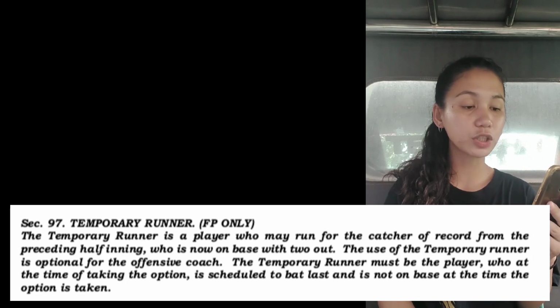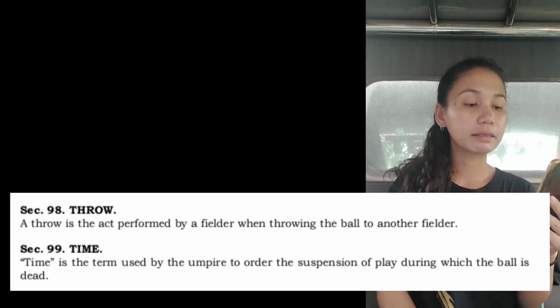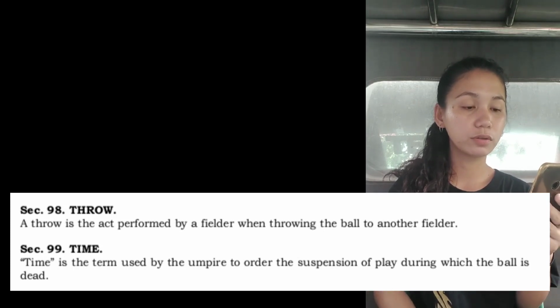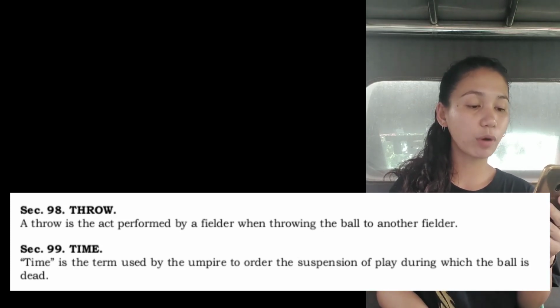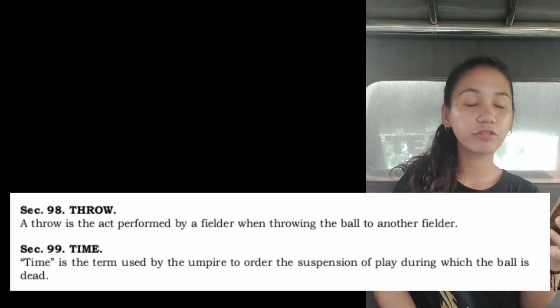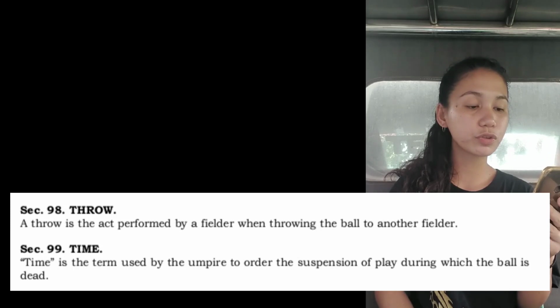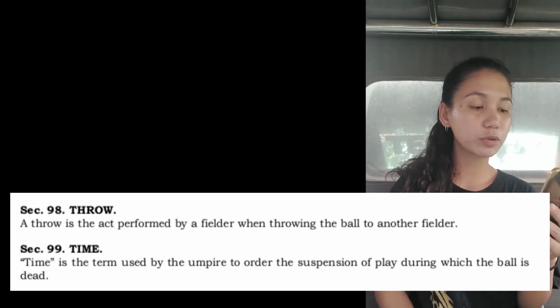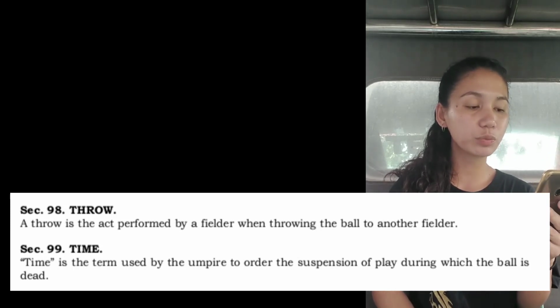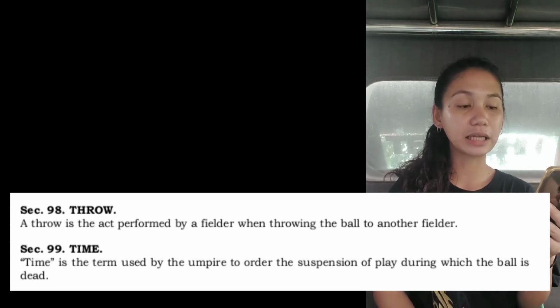Let's move on to section 98, the throw. A throw is the act performed by a fielder when throwing the ball to another fielder. That is section 98, throw. Let's move on to section 99, time. Time is the term used by the umpire to order the suspension of play, during which the ball is dead. So that is section 99, time.